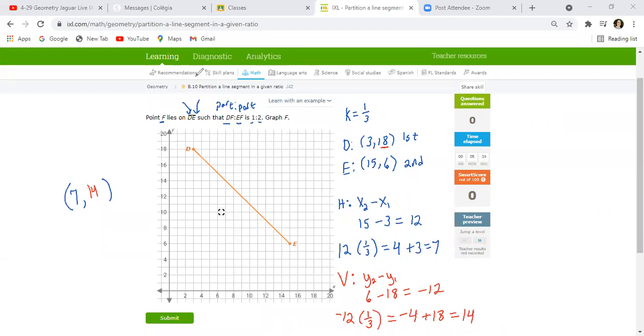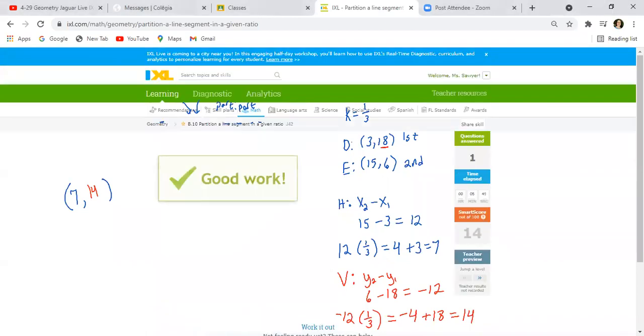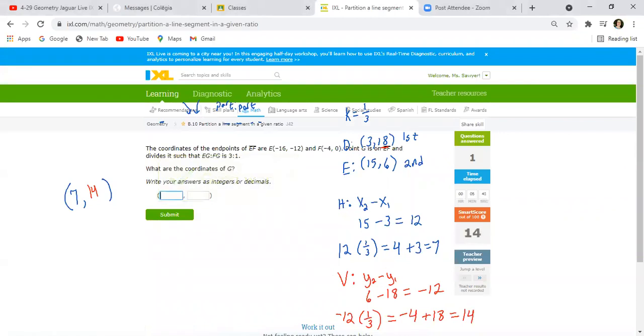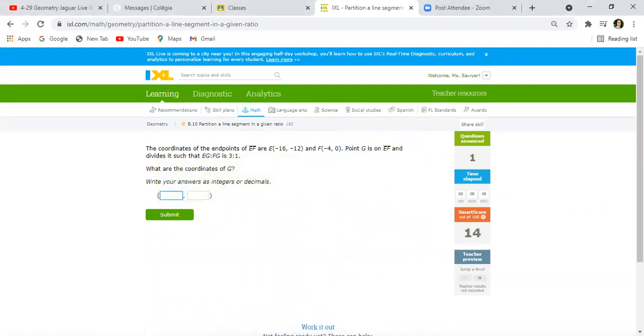So when I go up, oops, I lost my place here. 7, 14 is right here. I have partitioned my line segment and I am finished. So that is how you partition the line segment.